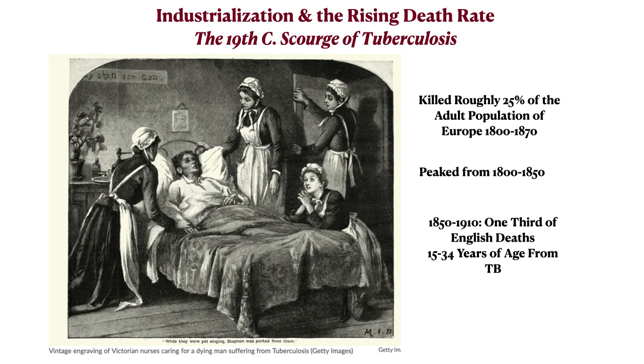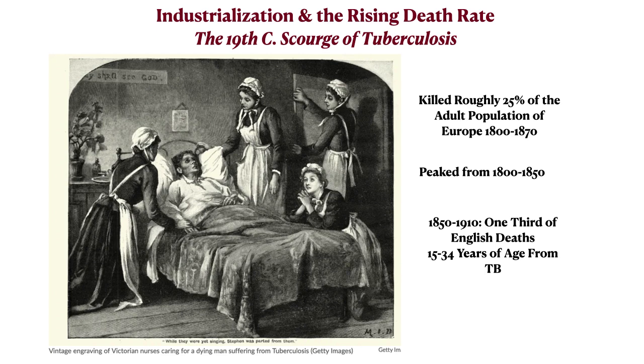And even up to 1910, up to a third of English deaths of young people, 15 to 34, were from tuberculosis. Tuberculosis was essentially solved after World War II with antibiotics, although it is coming back.